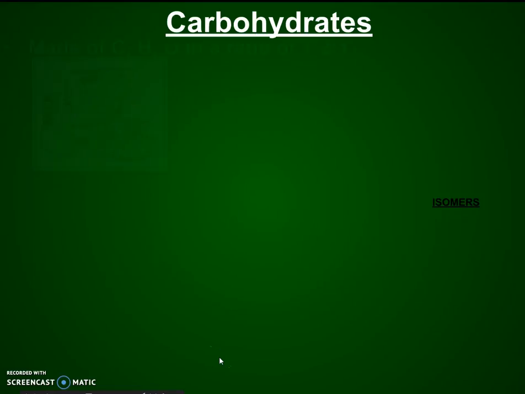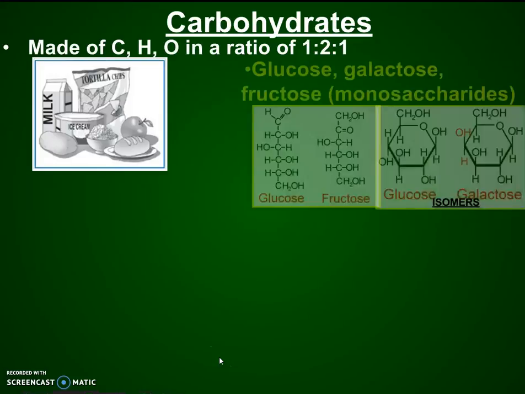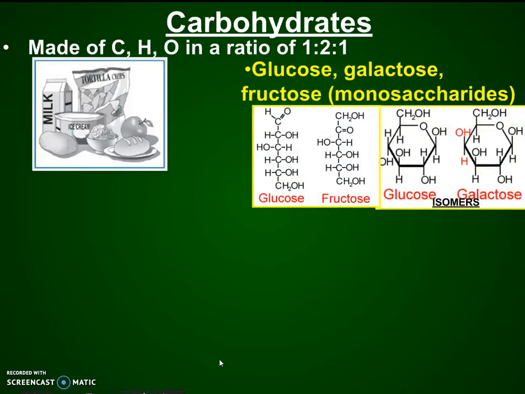So carbohydrates, the simplest form, are monosaccharides. Mono means one, saccharide means sugar. So glucose and galactose are examples of monosaccharides because they're made of one ring of sugar. They are made of carbon, hydrogen, and oxygen in a ratio of 1 to 2 to 1. The formula for glucose and galactose is C6H12O6.